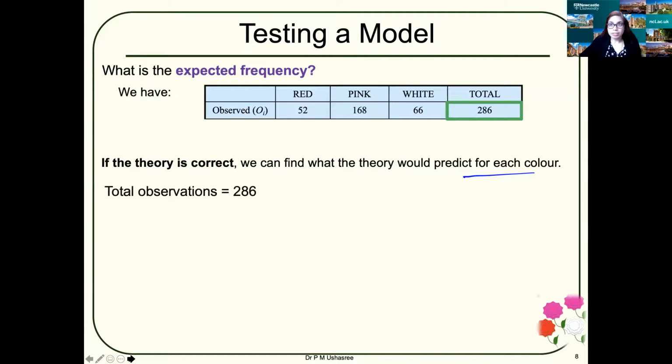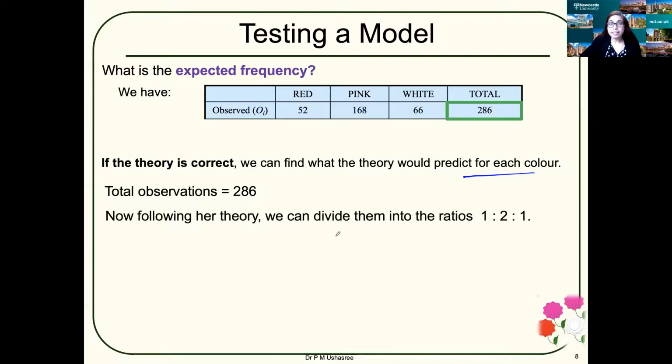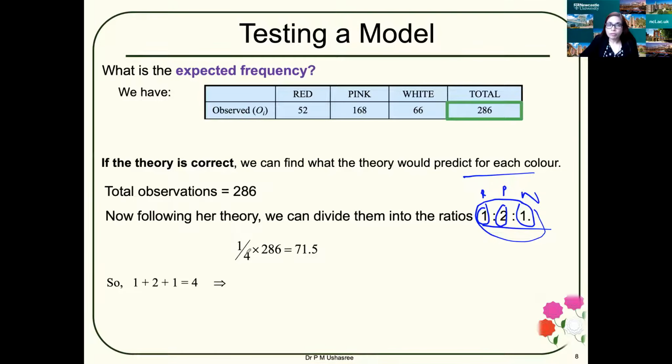So we know the total observation is 286. Now following the theory, we can divide them into a 1:2:1 ratio. So 1 plus 2 plus 1 is 4. So out of 4, one part is red, 2 parts of the flower are pink, 1 part of the flower is white. Okay, so let's divide that to find the expected frequency. So 1 out of 4 parts of the total is red colored flowers. Similarly, 2 out of the 4 parts of the total are pink colored flowers, and similarly for the white colored flowers. So we can now write down the expected frequency for each of them.